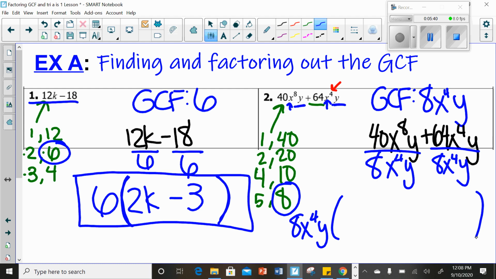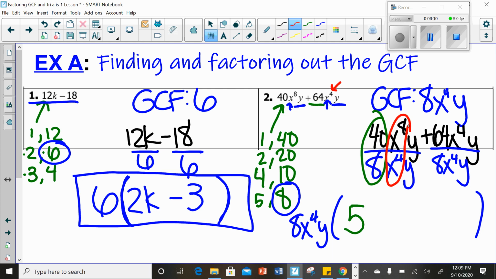So the first thing I like to look at is just my coefficients. In this first one, I'm just looking at 40 divided by 8, and 40 divided by 8, we know, is just going to give us a 5. Now, the next thing I have to look at is where it gets a little tricky. Now I want to look at my x's. So we have x to the 8 divided by x to the 4th.